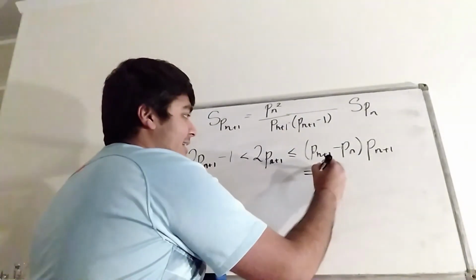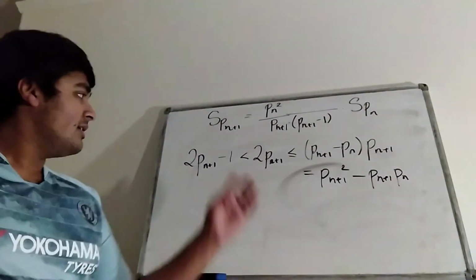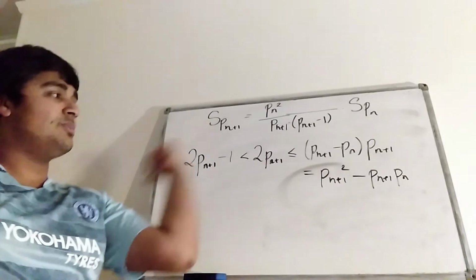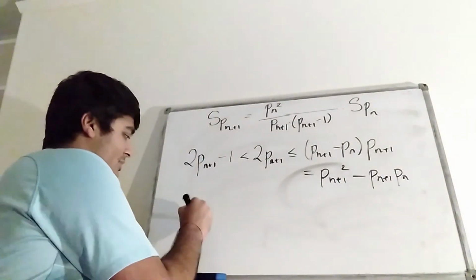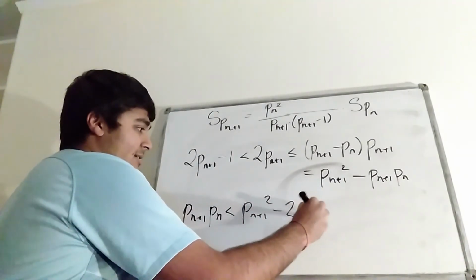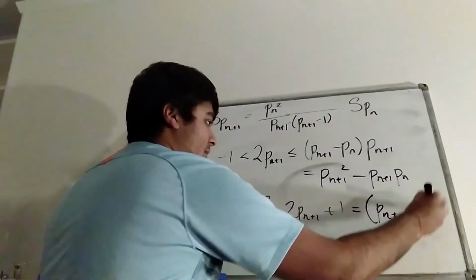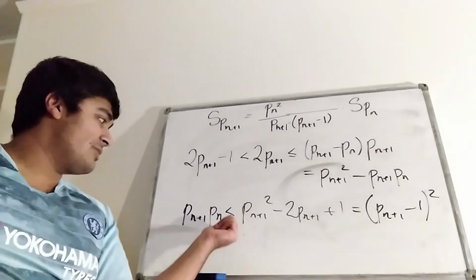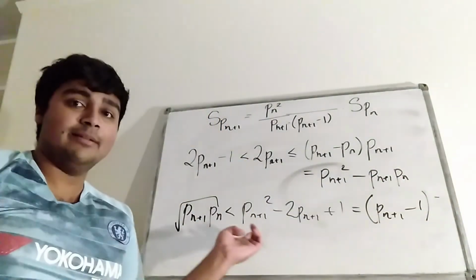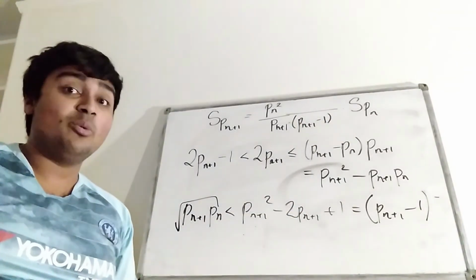If I expand out this right hand side, I get p_{n+1} squared minus p_{n+1} times p_n. So bringing these 2 terms onto that side, and the p_{n+1} and the p_n onto that side, I get that p_n p_{n+1} is less than p_{n+1} squared minus 2p_{n+1} plus 1. But this thing here is just (p_{n+1} minus 1) all squared. So this thing here is strictly greater than this thing here, and taking square roots on both sides, I get this inequality here. Now let's plug this back into here, use our assumption to finally result in what we want.